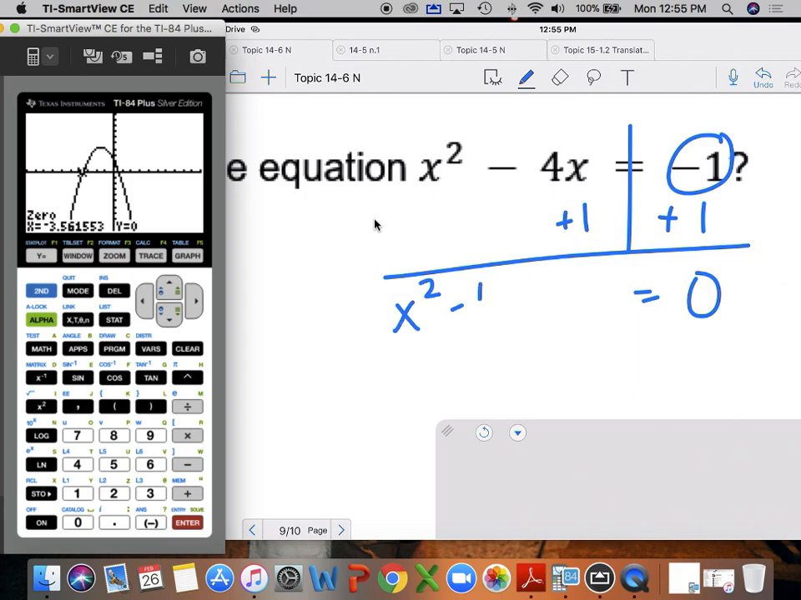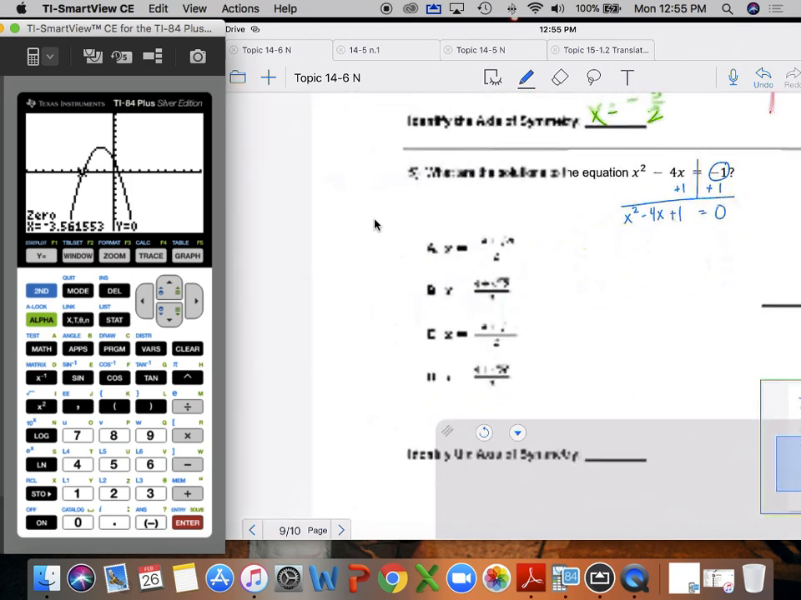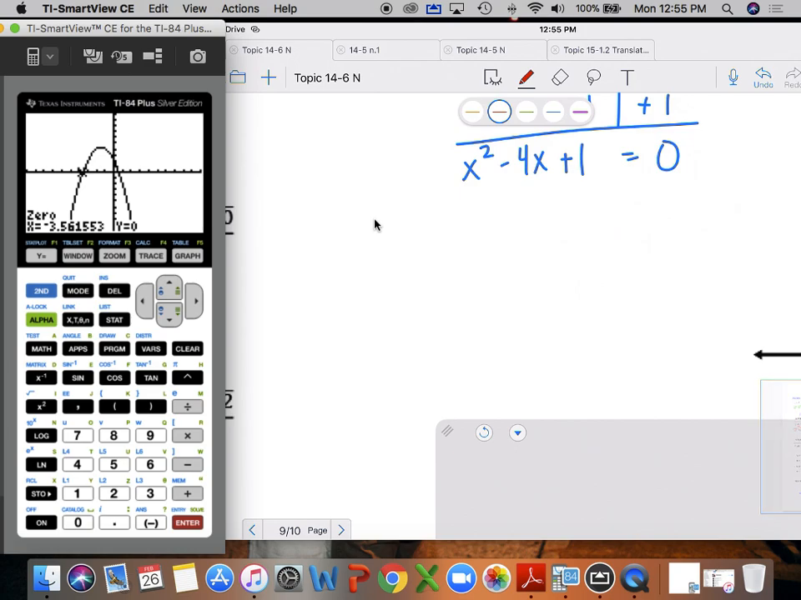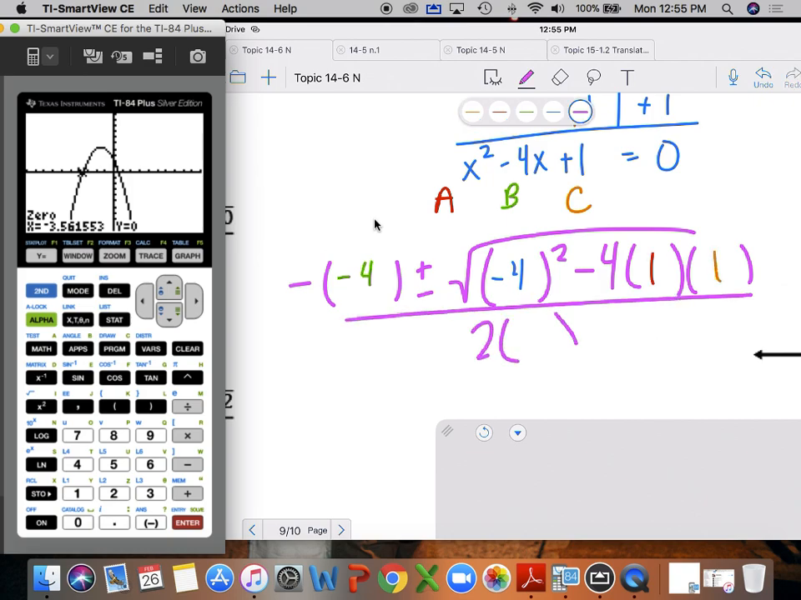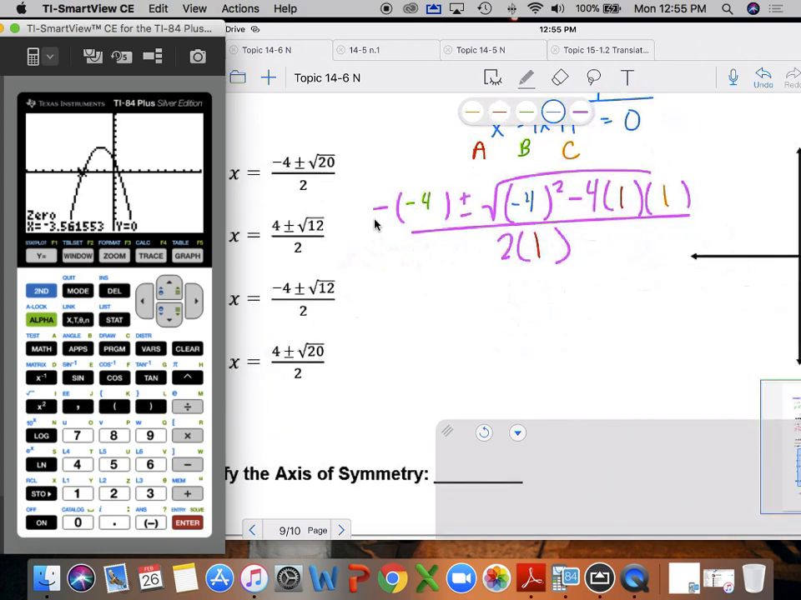X squared minus 4x plus 1 equals 0. So my A, B, and C. Sorry, I'll do them in different colors again. So the opposite of B, plus or minus the square root of B squared minus 4AC, all over 2 times A. So clean it up. Negative, negative 4 is a positive 4.